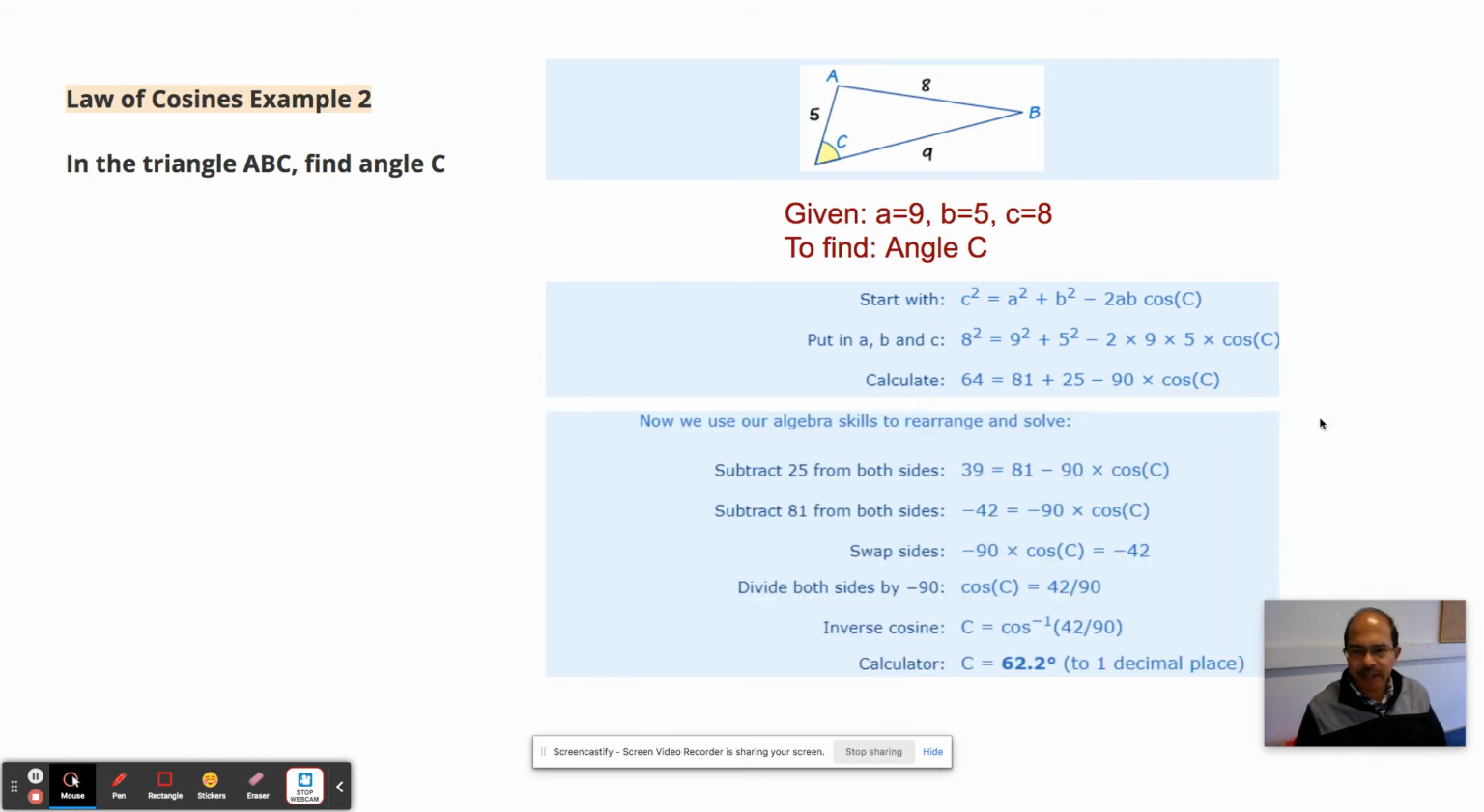Simplify carefully. Remember to use PEMDAS. So this term, minus 90 cos C, cannot be taken with 25 because you need to simplify the multiplied term first and then only use it with other added terms. So if you do it correctly, then you can perform the inverse cos operation to get the angle.